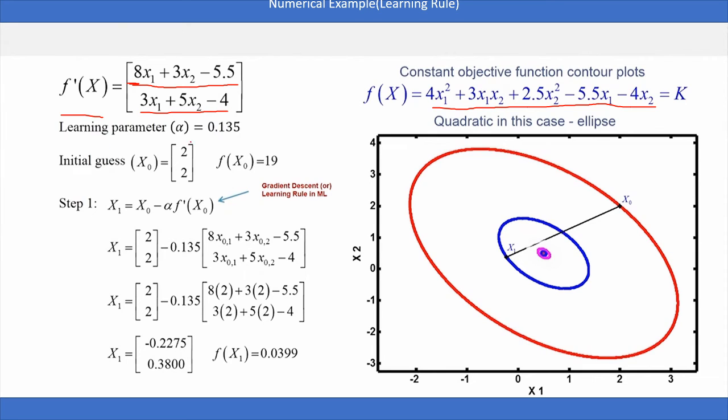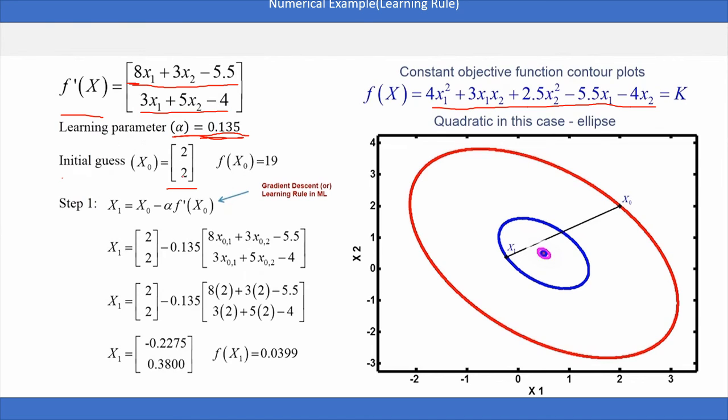And for the same example, I'm going to consider my learning parameter, which is alpha, constant at 0.135. So this is my learning rate, right? For my initial guess values, we can select any random number as our initial value. This is the place where I'm starting, and from that place I need to reach the center point, where I could reach the bottom, right?